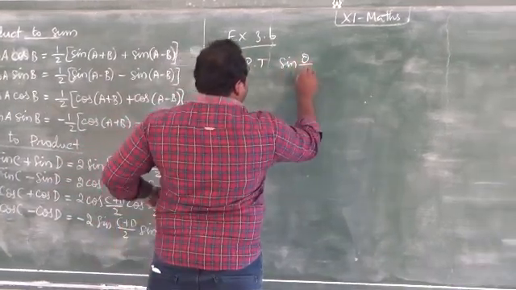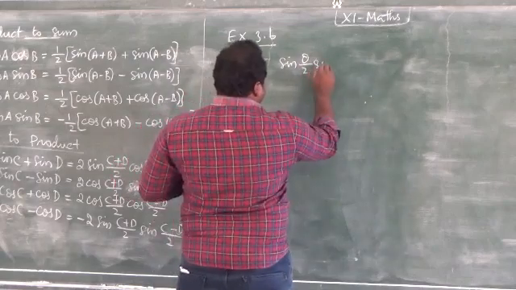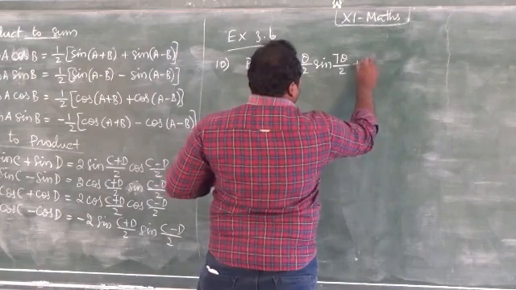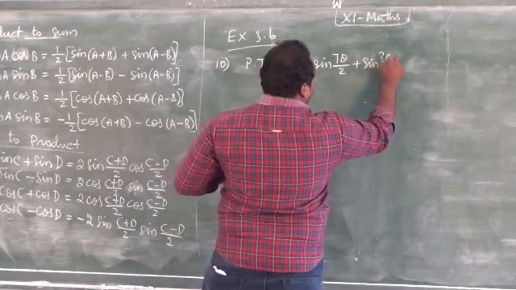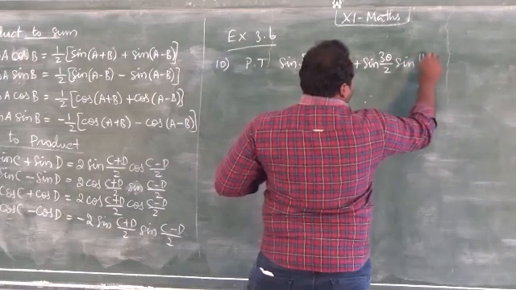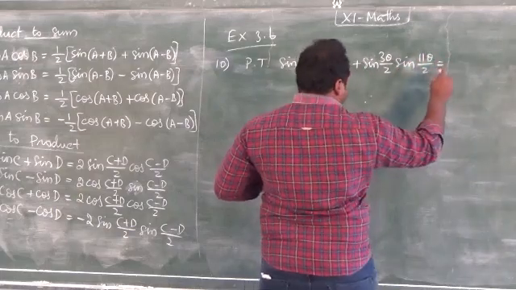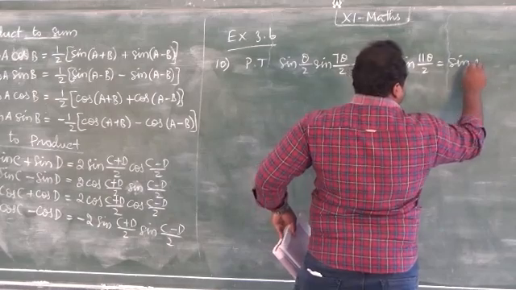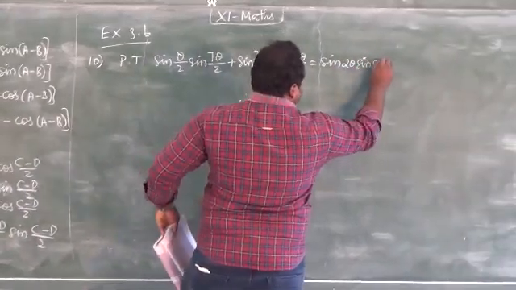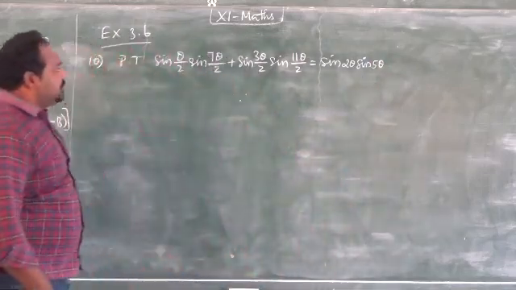Problem number 10. Prove that sin theta by 2 sin 7 theta by 2 plus sin 3 theta by 2 sin 11 theta by 2 equals sin 2 theta sin 5 theta. So here I am going to prove LHS equal to RHS.